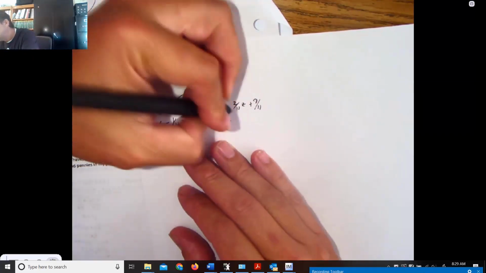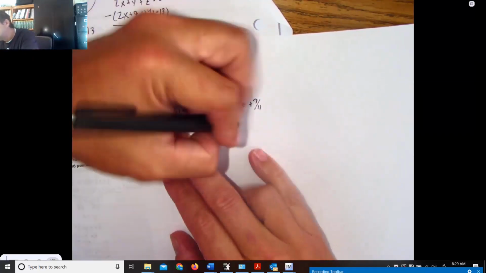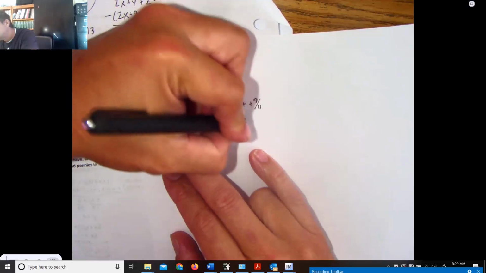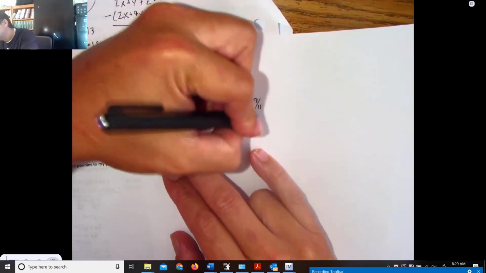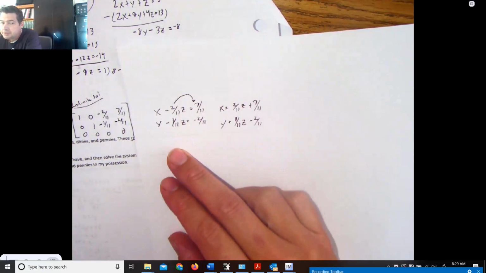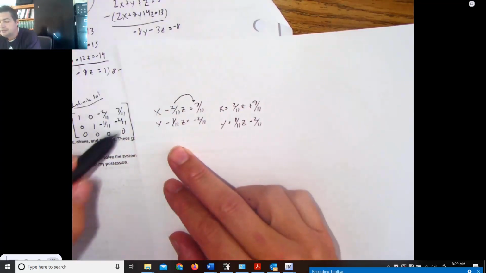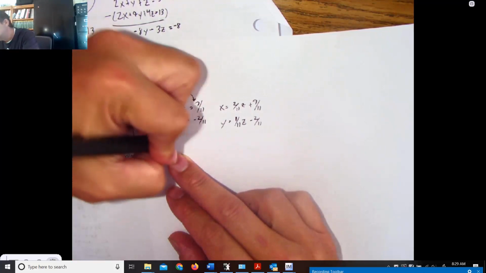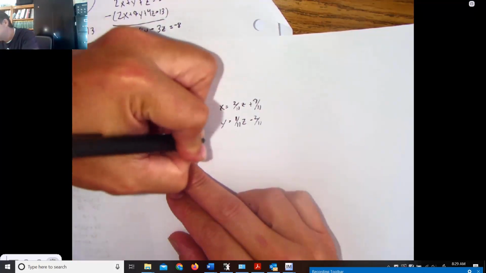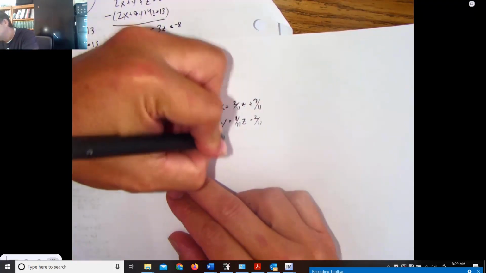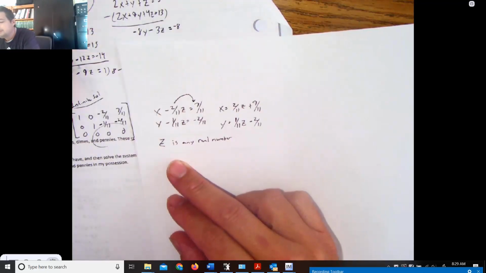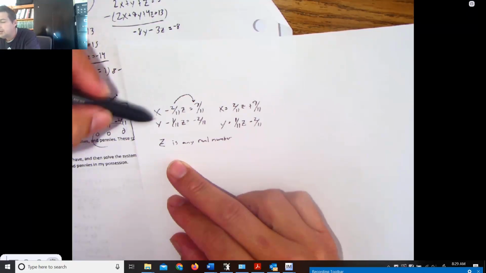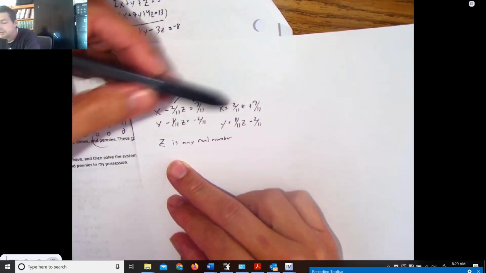All right, for y, when I jump -1/11ths over, it becomes +1/11ths of z, and then minus 2/11ths. So this is one of those that gets answered kind of funny. This down here means z is anything. Z is any real number. We have a dependent system. It is dependent. X and Y are dependent upon the value of Z.